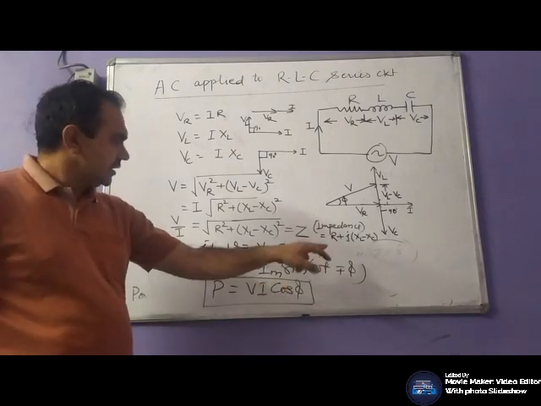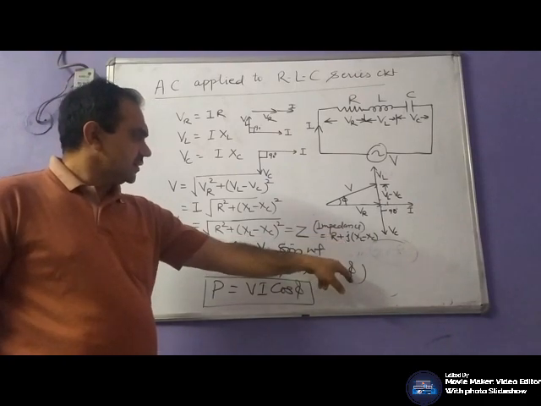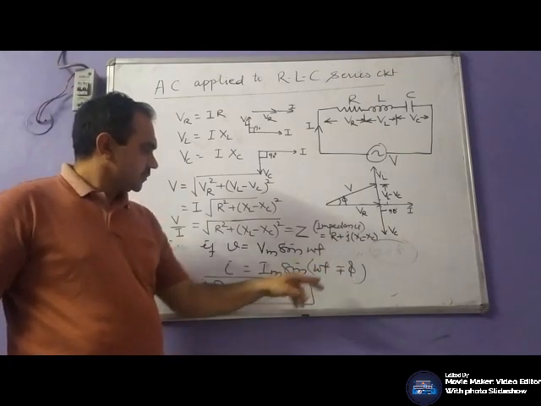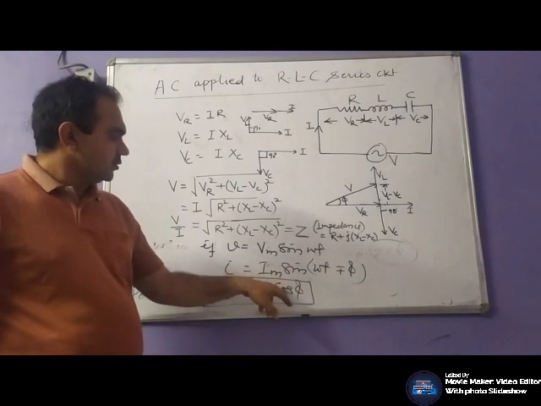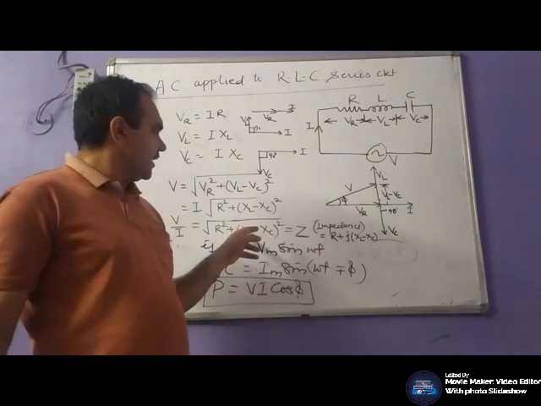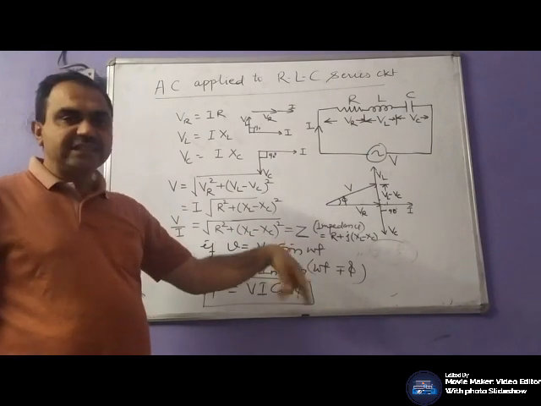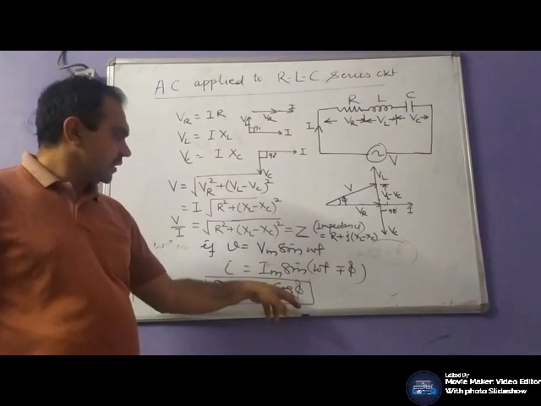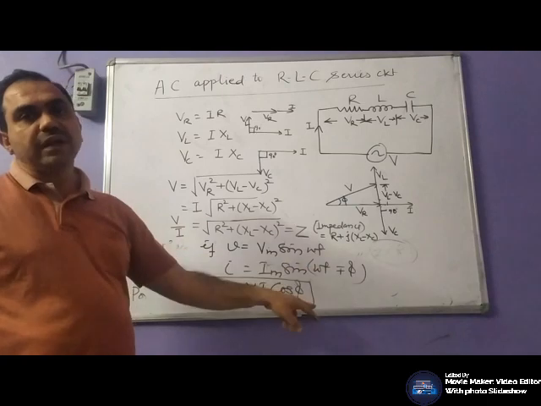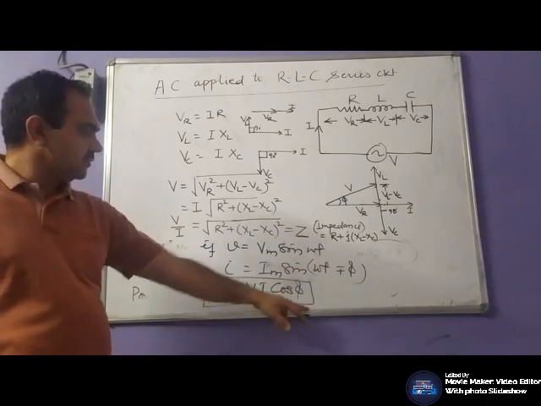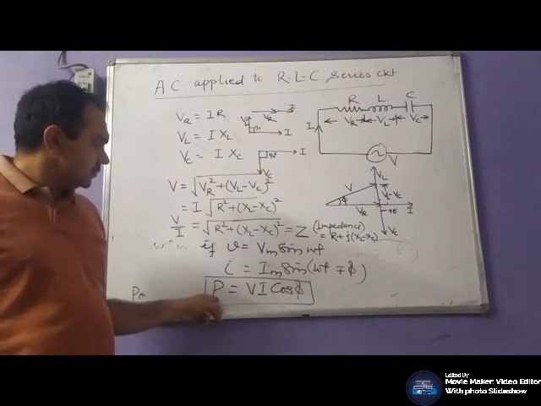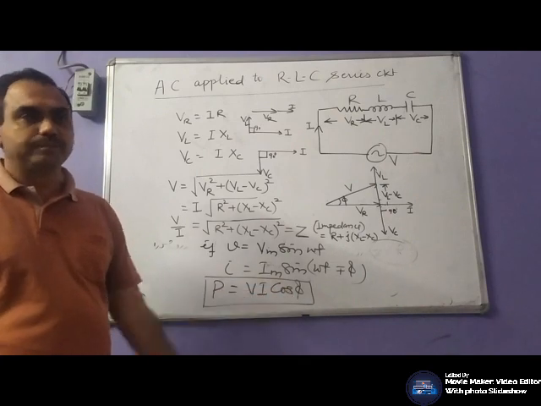If your phi is minus, it means current is lagging. If XL is greater than XC, it means lagging; XC greater than XL means leading; and this phi would be 0 when XL is equal to XC. But in all the cases we will have this phi, and power will be VI cos of phi.